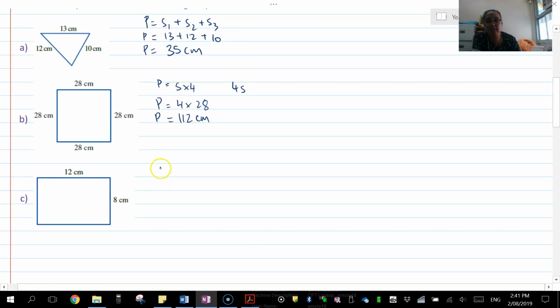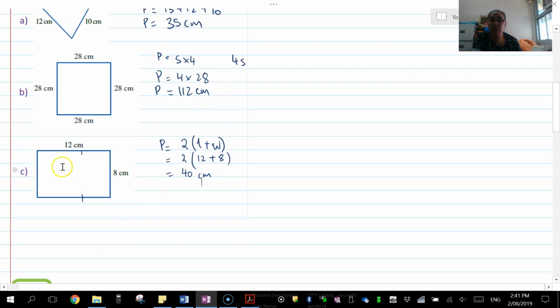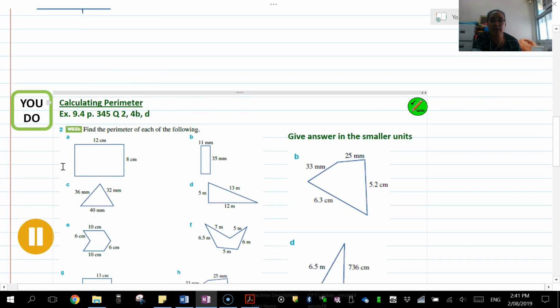The next one, I've got a rectangle here. P equals, again, I could do side 1 plus side 2, but this time, because we know that these are equal sides, you may have already seen this type of formula: 2 times (L plus W). So I'm going to add just 2 sides and then double it, instead of having to go 12 plus 12, 8 plus 8. So substituting in, 12 plus 8 gives us 20, times 2 is 40 centimeters. So that is how you calculate perimeter for a basic shape.